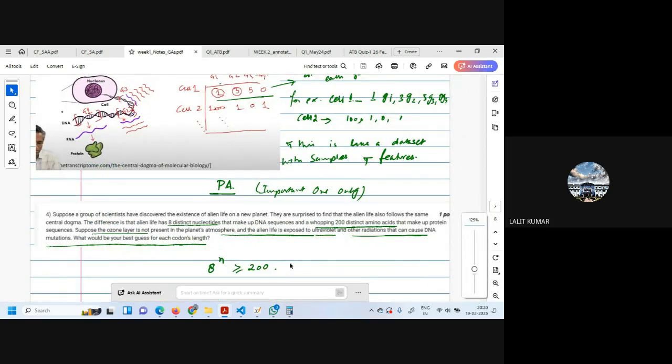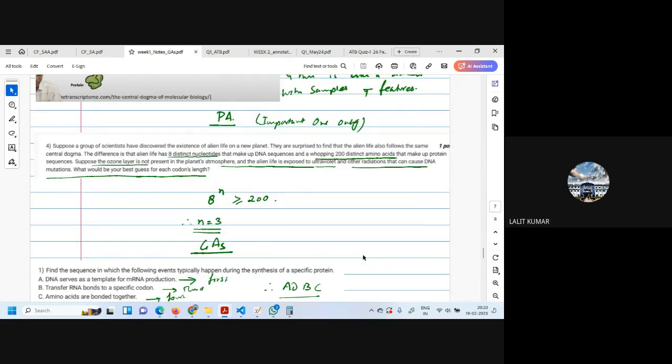So here I'll cover this important PA, and this question has also come in the PYQ. The question is: suppose a group of scientists have discovered the existence of alien life on a new planet. They are surprised to find that the alien life also follows the same central dogma. The difference is that alien life has 8 distinct nucleotides that make up the DNA sequence, and a whopping 200 distinct amino acids that make up the protein sequence. Suppose the ozone layer is not present in the planet's atmosphere and the alien life is exposed to ultraviolet and other radiation that can cause DNA damage. What would be your best guess for each codon's length?